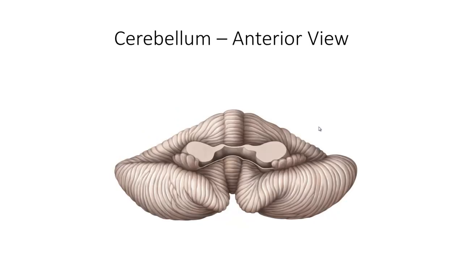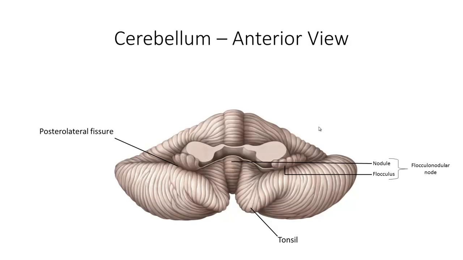Cerebellum from an anterior view, we can see our nodule here, our flocculus out here. Together, these make up our floccular nodular lobe. Just beneath that on this illustration, we can see a protrusion out of our cerebellum. This is going to be our cerebellar tonsil. Our floccular nodular lobe is separated from our posterior lobe by our posterolateral fissure. This space is going to be our fourth ventricle.